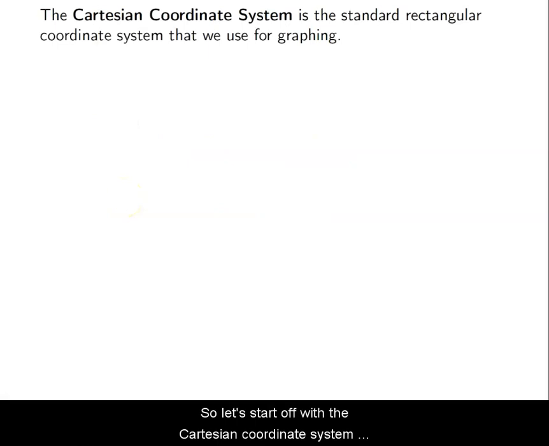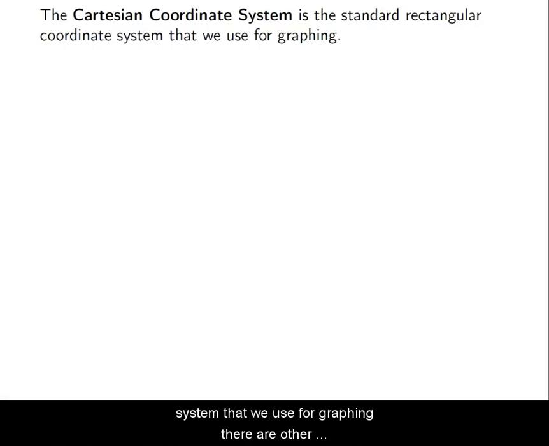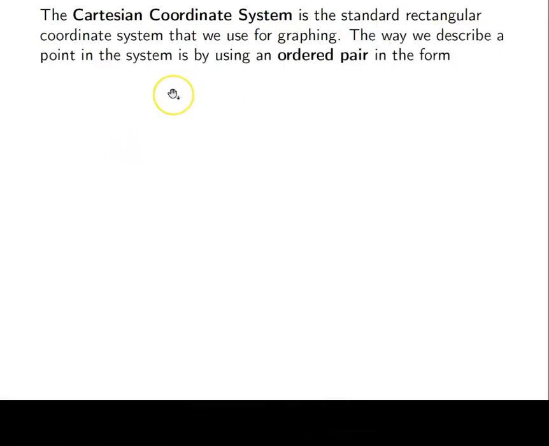So let's start off with the Cartesian coordinate system. This is our standard rectangular coordinate system that we use for graphing. There are other coordinate systems, which again we will talk about in this class, but for right now we're going to focus on the most common, which is the rectangular coordinate system. The way that we describe a point in the Cartesian coordinate system is by using an ordered pair. That means we are going to be given a pair of numbers, two numbers.